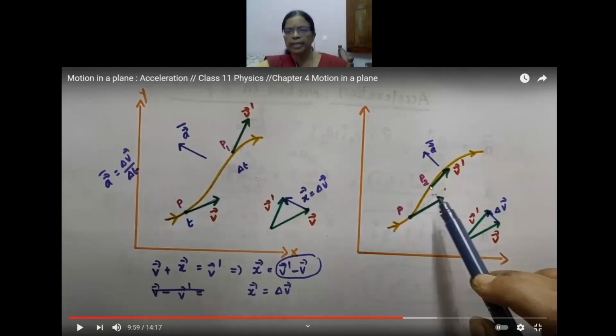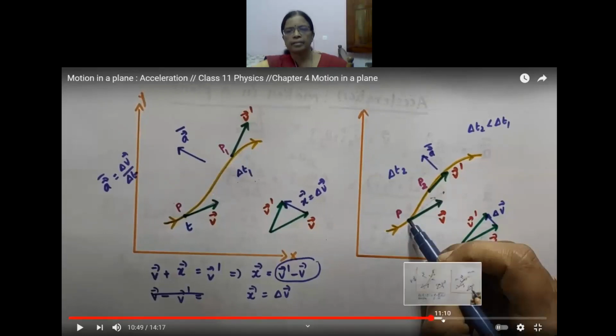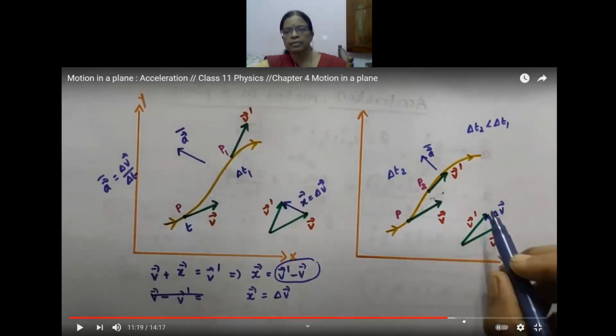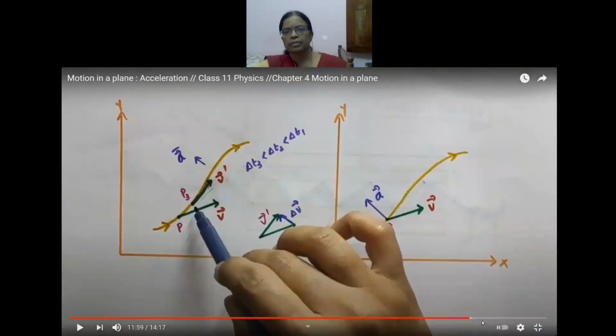Again we have taken 2 nearby points. There also we have represented vector v, vector v dash, and the change in velocity. You have to notice that the direction of change in velocity is changing. And next, how do we find instantaneous? This is the way to find instantaneous velocity.